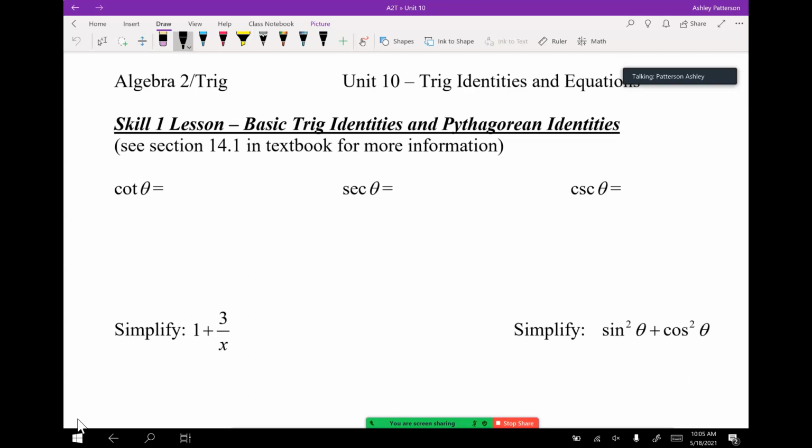For example, cotangent. Cotangent is the reciprocal of tangent. So we can rewrite it as such. That's a reciprocal identity. You can also write cotangent as the cosine of theta over the sine of theta. That's a basic trig identity.